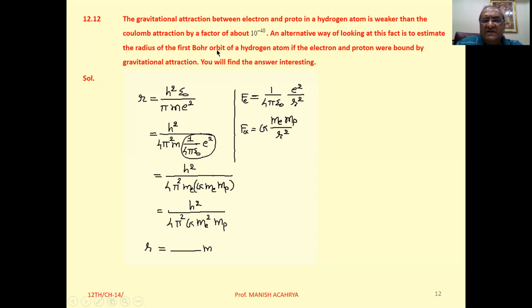Okay. Now here, it is given to you that Fg is 10^-40 times weaker than this one. So we can write Fg is 10^-40 Fe. Then we can substitute the values. So here we can replace G me mp, because we want to calculate the gravitational attraction, and the value of G me mp you can substitute from this comparison, or directly you can substitute the values of G, mass of electron, mass of proton, and then solve it, you will get the radius. Clear?